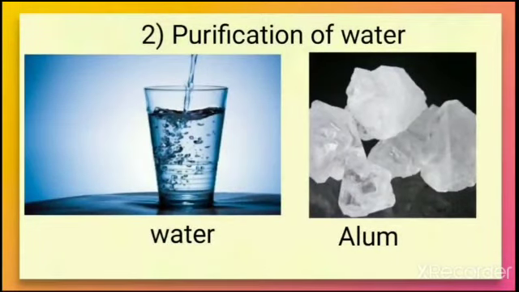What about purification of water? As we know, the water which is obtained from natural sources often contains some suspended impurities. So when we add alum to the water, it coagulates the suspended impurities and makes the water fit for drinking.